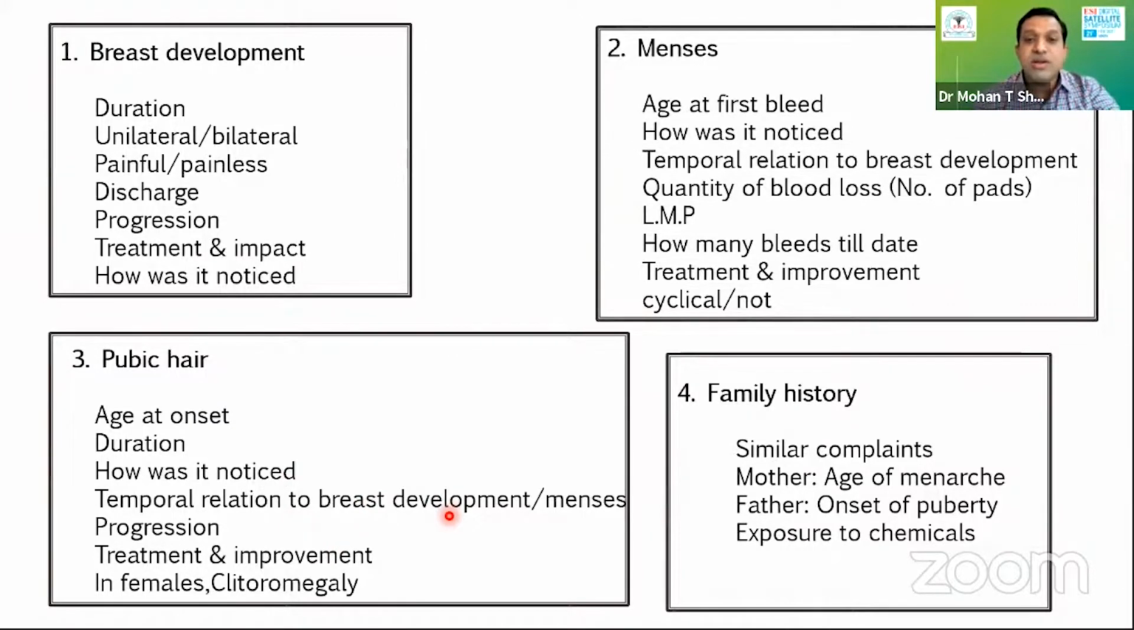The body odor can also be different in this period as well. Finally, the family history: any similar complaints in the family, the age of the menarche of the mother, and the father's onset of puberty. They may not remember, but still a rough idea is required. And this is very difficult to capture.